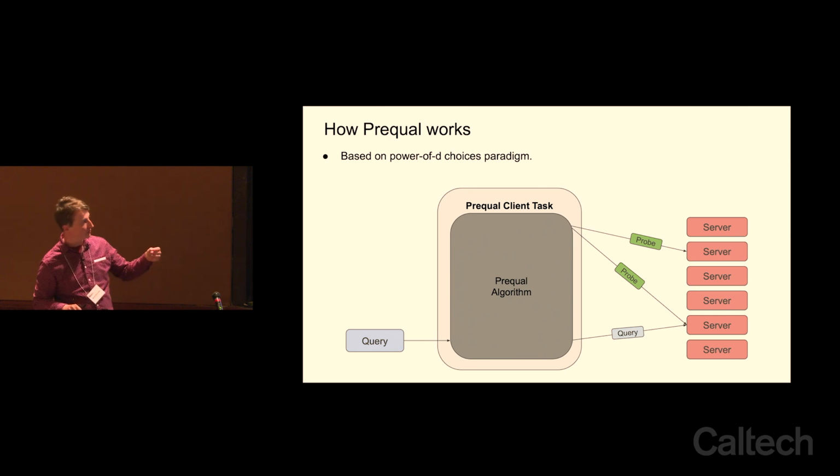So what we do is every time a query comes, we probe a random subset of servers and make an assignment.